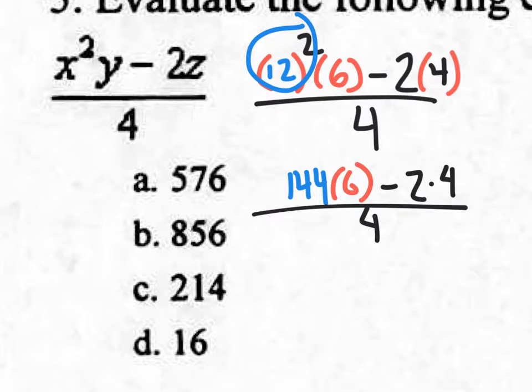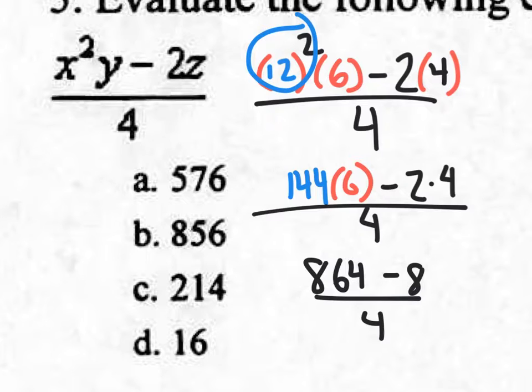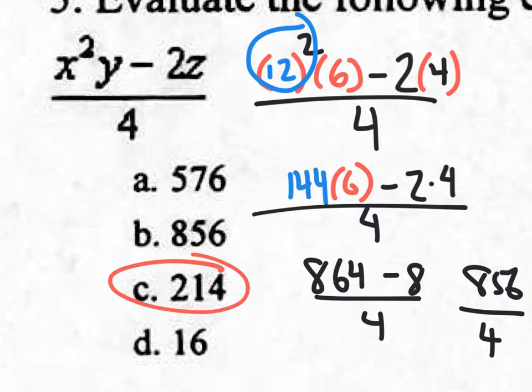So with the calculator, 144 times 6 is 864. Minus 8 over 4. So 864 minus 8 is going to be 856. So if you have 856 and then divided by 4, you do that with the calculator, divided by 4, you'll get 214 as your final answer.